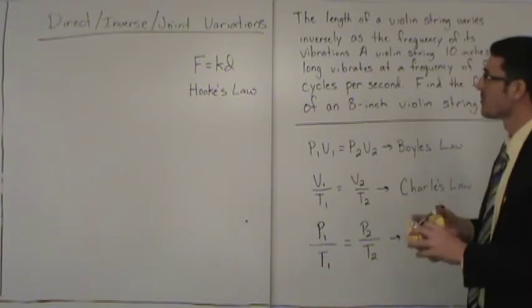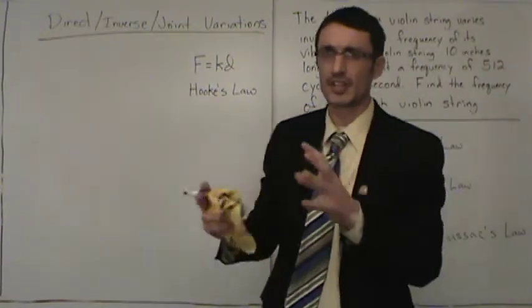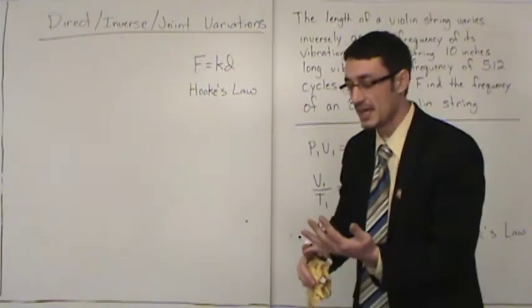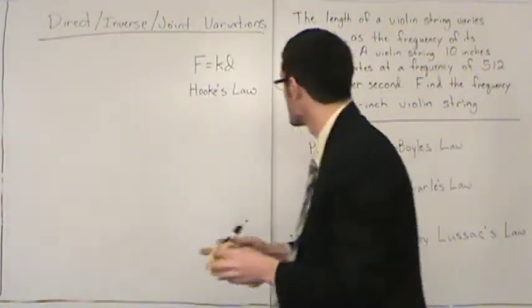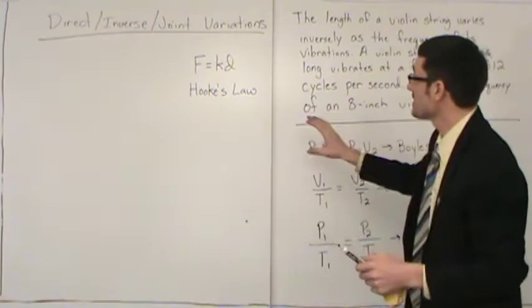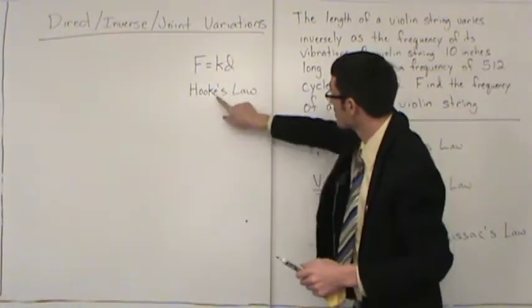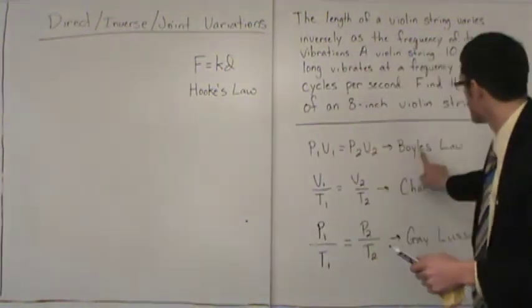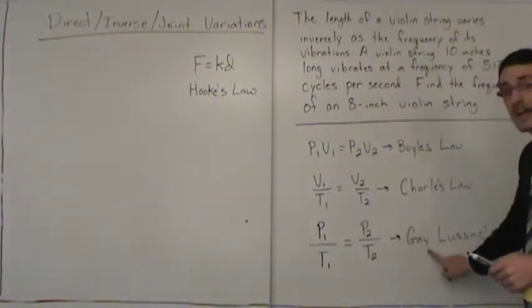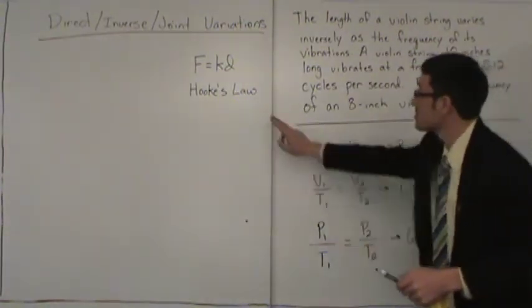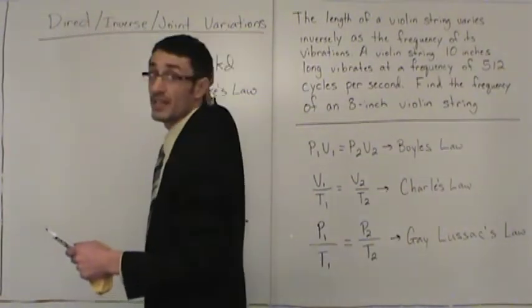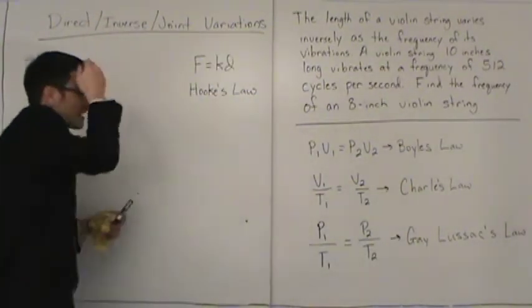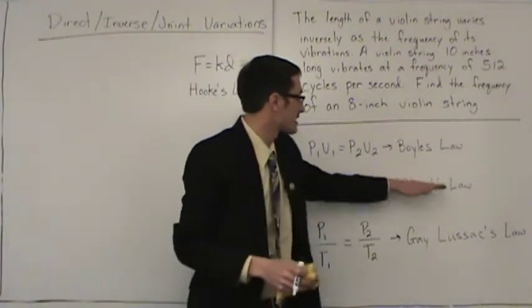But I want you to notice on the board, there are many things you're going to learn in science, coming up in chemistry, in physics, coming up in your academic career. And all of these equations that you see on the board, this one is Hooke's law, we have Boyle's law, Charles' law, Gay-Lussac's law. All of these equations that you see on the board are nothing more than direct, inverse, or joint variations.